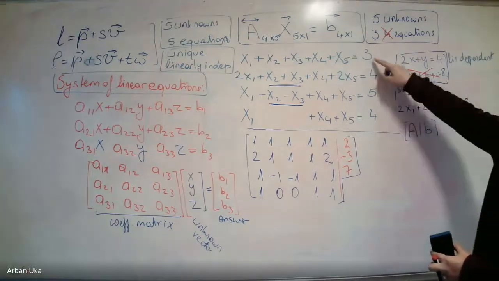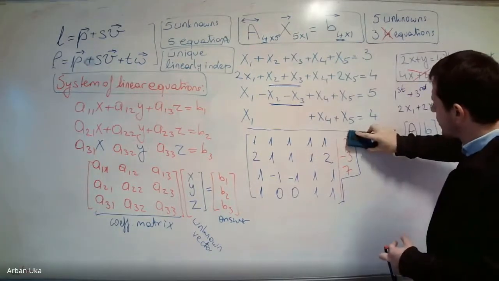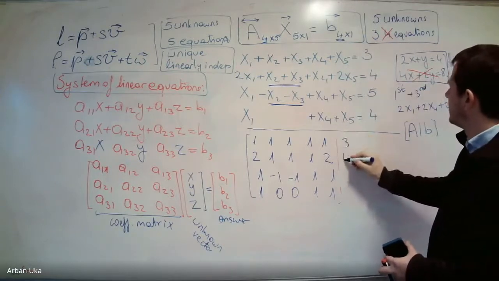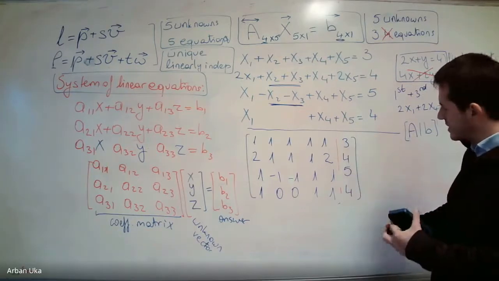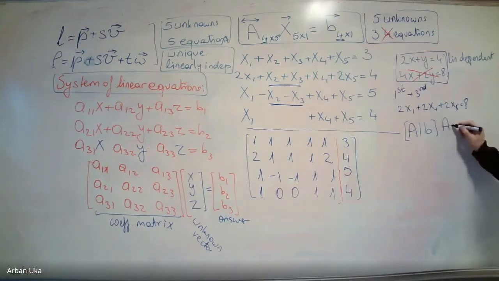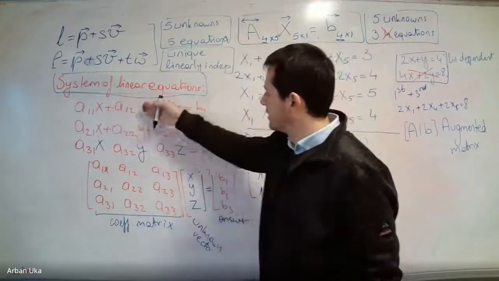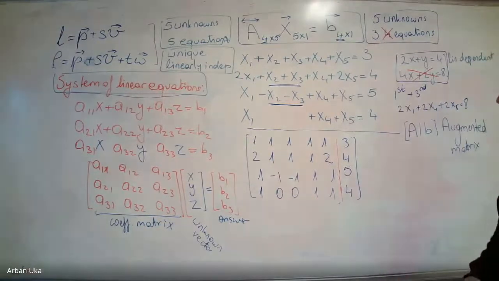But here we observe that B has 4 rows. You see here, A has 4 rows. So we can merge them. We can bring closer these values. We can write here 3, 4, 5, and 4. Okay. And we have this new matrix, which is composed from A and B. We call this one the augmented matrix. So always, when we solve a system of linear equations, the first thing we construct is the augmented matrix, and it's going to look like this.